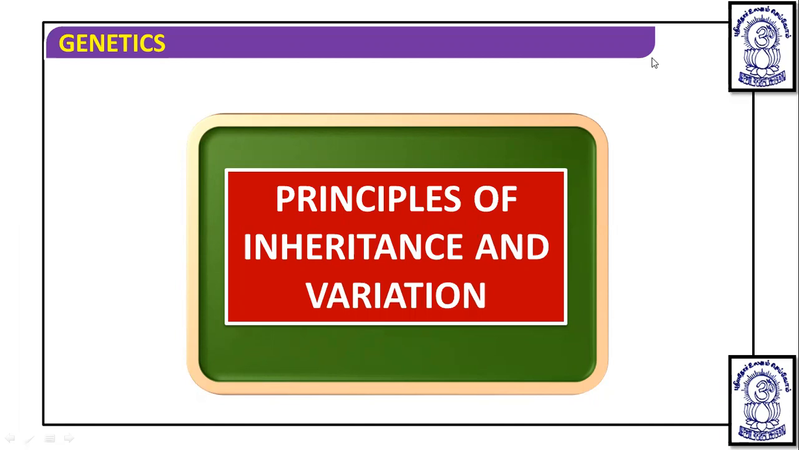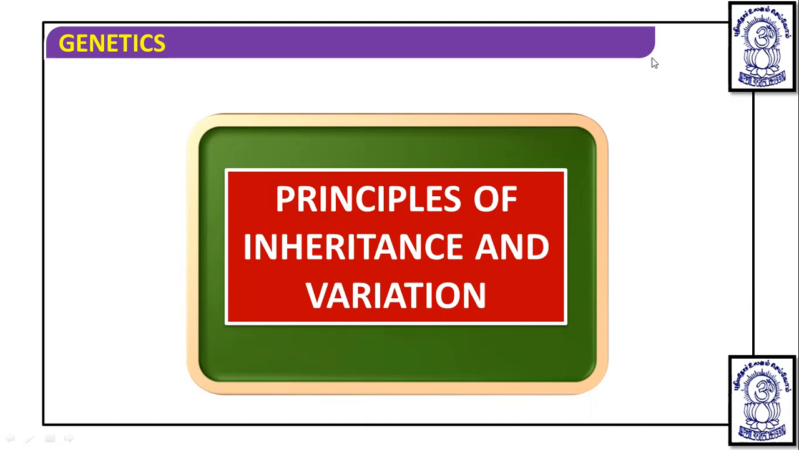Dear student, we are in continuation of the chapter Principles of Inheritance and Variation. We have understood allelic gene interaction in the previous classes, where we studied incomplete dominance, codominance, multiple allelism, lethal gene, and pleiotropy.